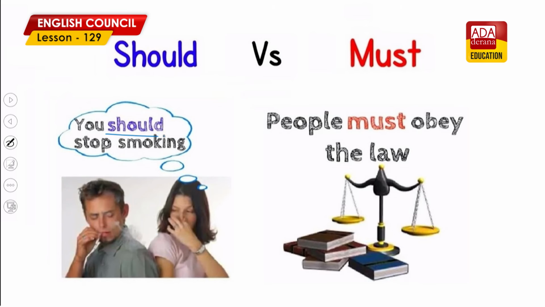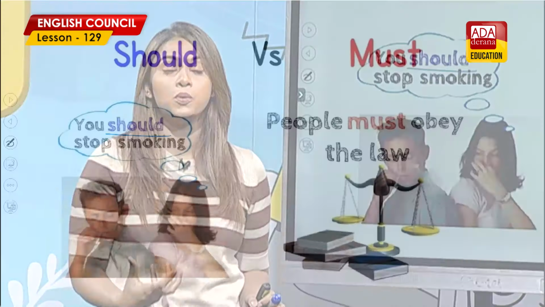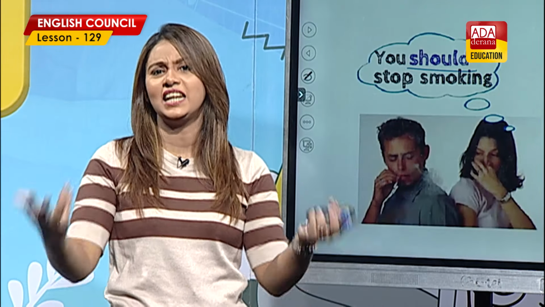You should stop smoking. Here, look at your should. You should stop smoking. Now, you use this particular sentence to advise someone not to do something, right? You should stop smoking. But when you ask someone to stop smoking here, using should, of course, that person has the choice. I mean, either he can stop smoking or he can continue to smoke.